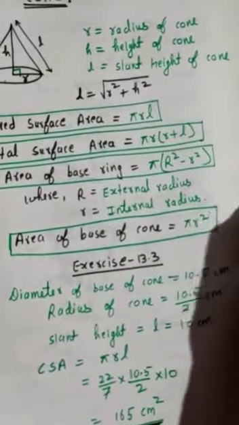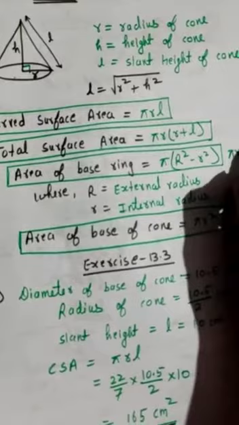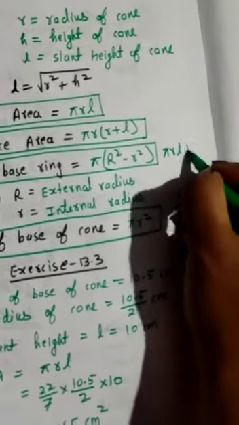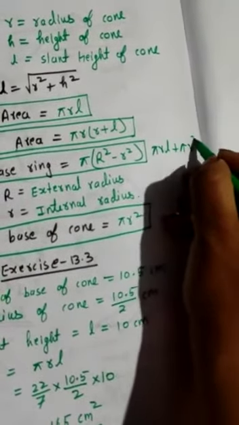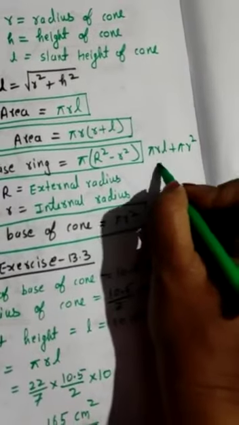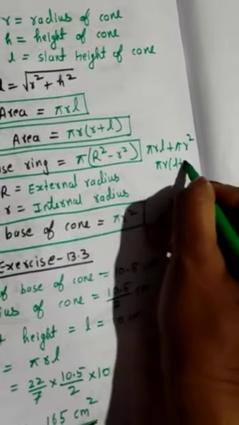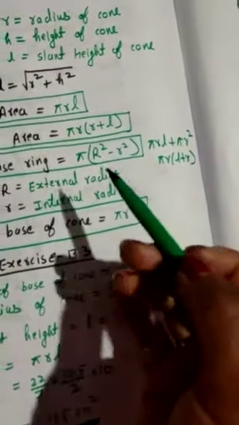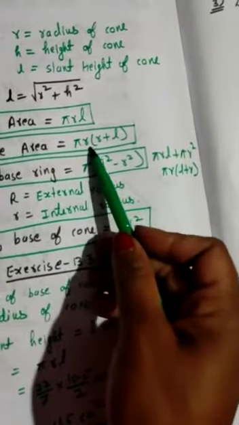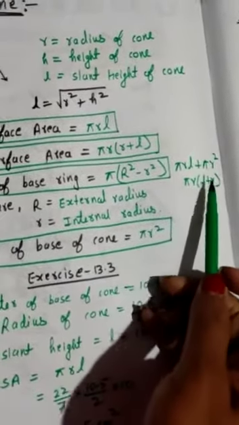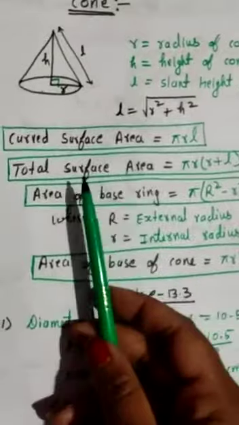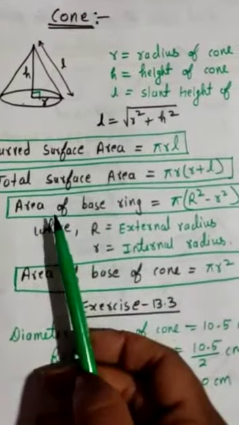Okay, so this is basically pi r L plus pi r square. So you can take pi and r common, and L plus r will be inside the bracket. Okay, so this is the formula, pi r into (r plus L). So this is the formula for total surface area.